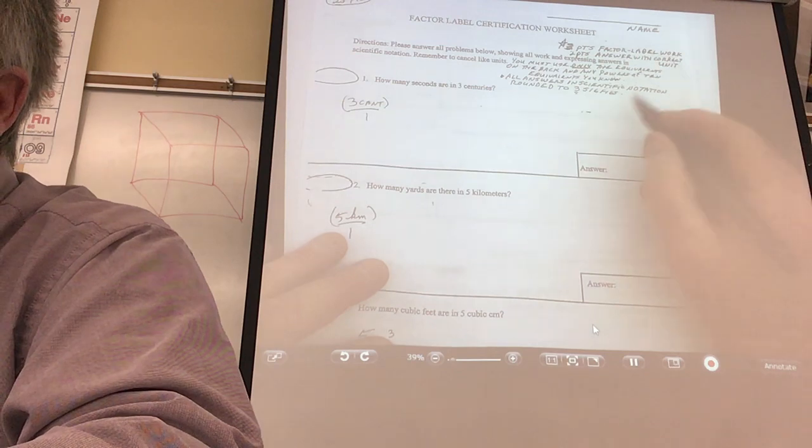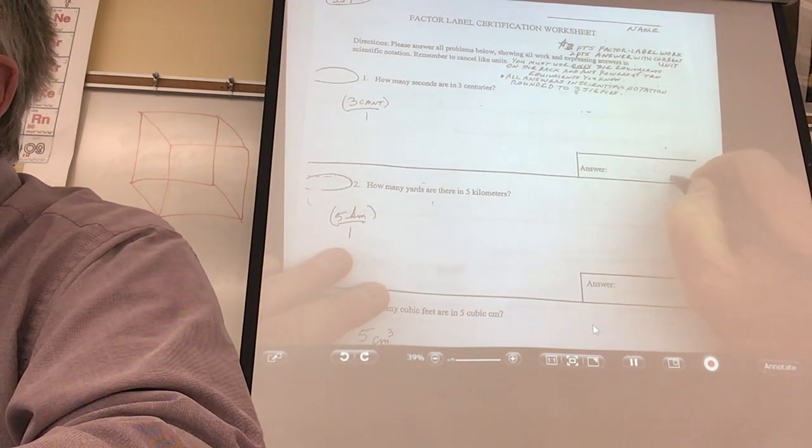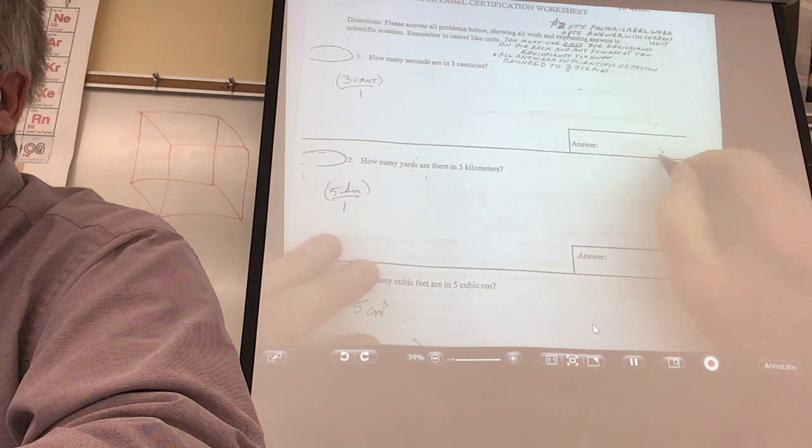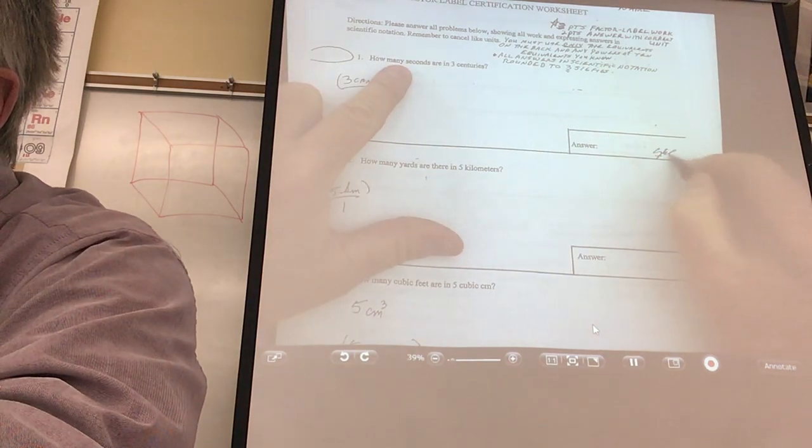And number 1, you better have a label down here. It's called a factor label, right? So what's going to go right here? Can we make sure you don't make that mistake? What label? Seconds. All right.